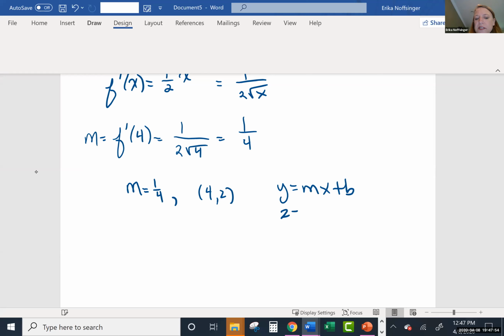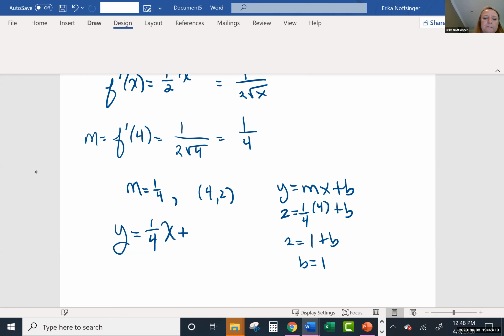2 is equal to my slope of 1/4 times x, which is 4, plus b. I see that that reduces. 2 equals 1 plus b. If I subtract 1 on both sides, b is equal to 1. And so I know my equation of the tangent line is y is equal to my slope at that x value, which is 1/4 x plus b, which we just found to be 1.